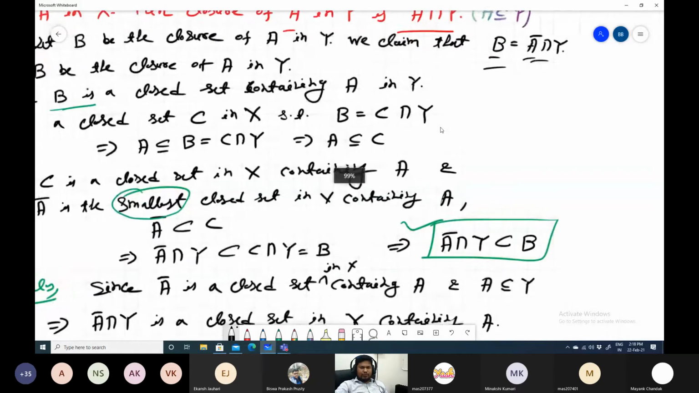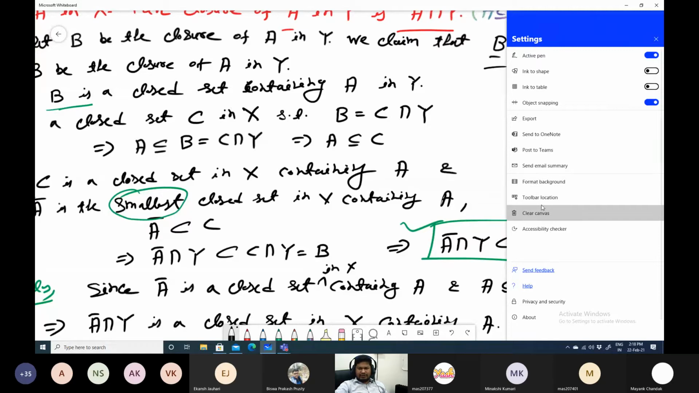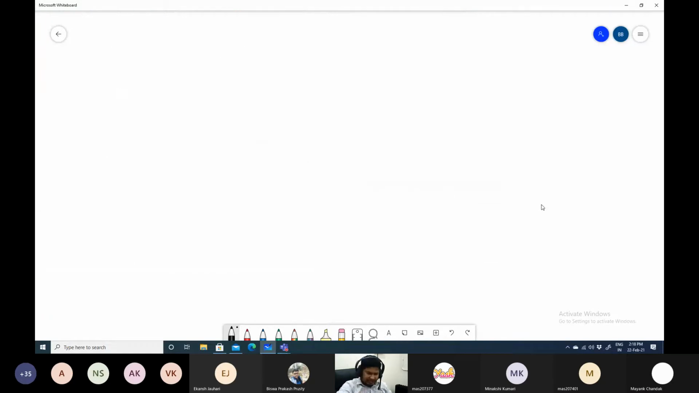Now there are a few more properties. Actually, you will find some properties in the assignment as well as in the tutorial sheet. You just try to solve that. Okay, so these are very simple.